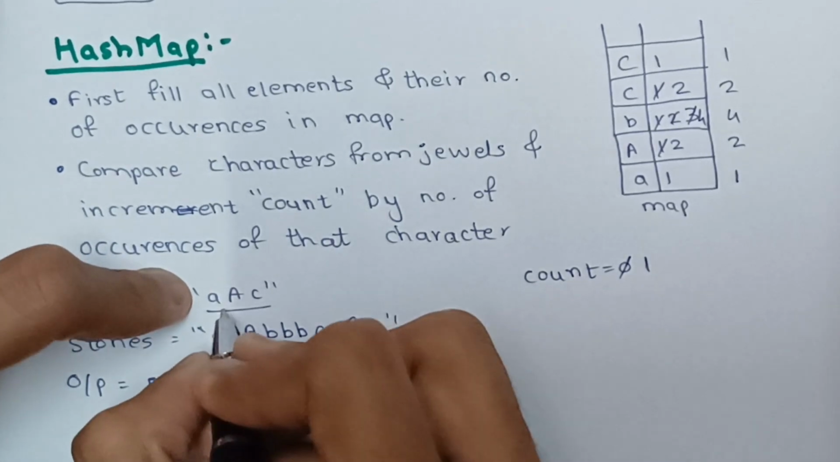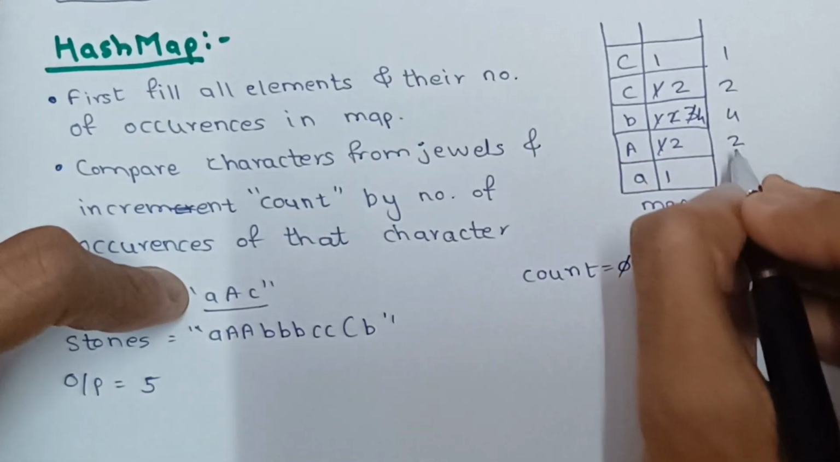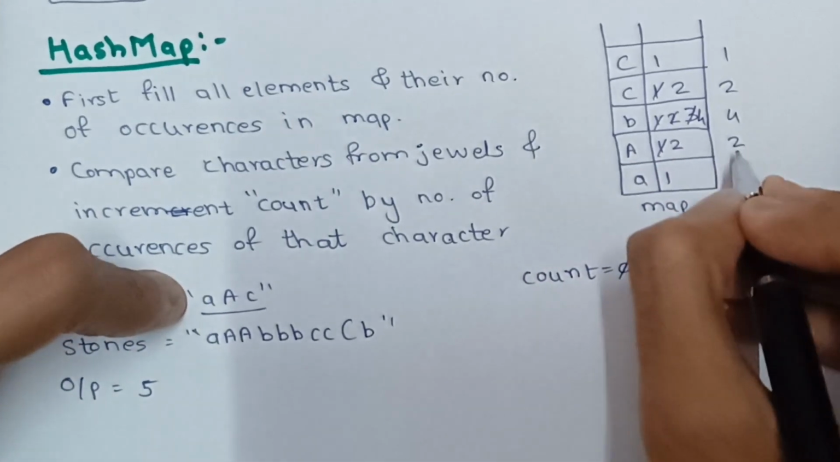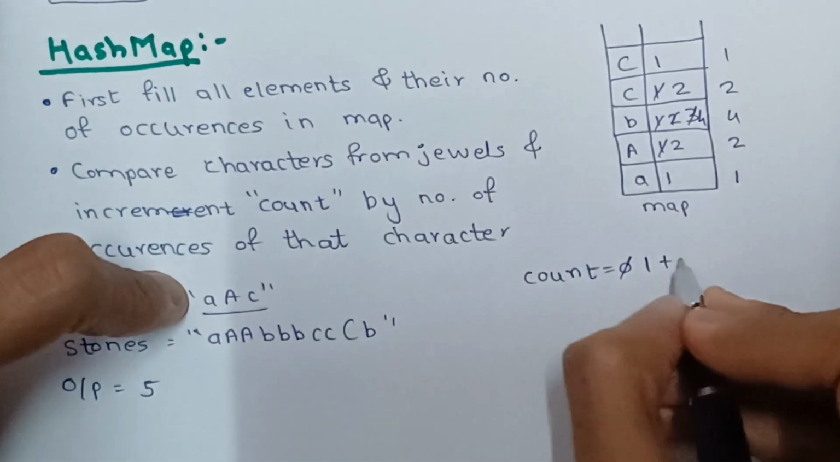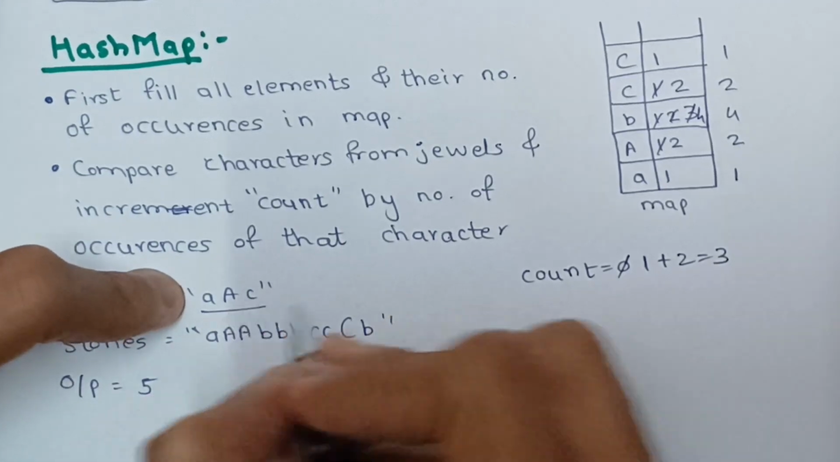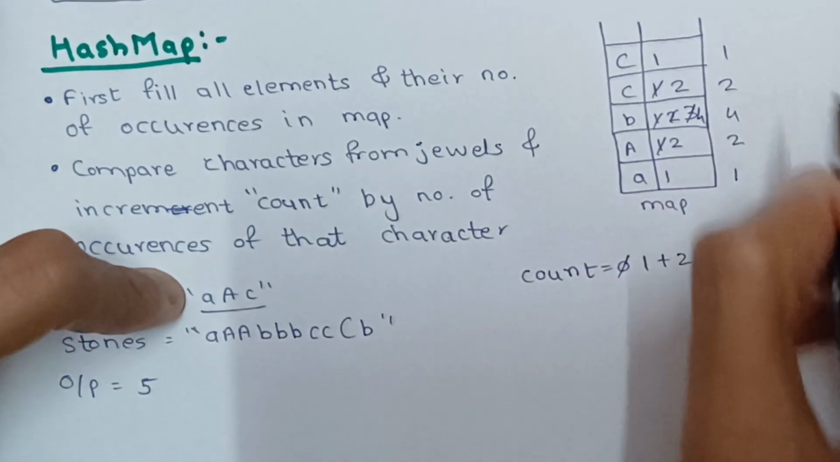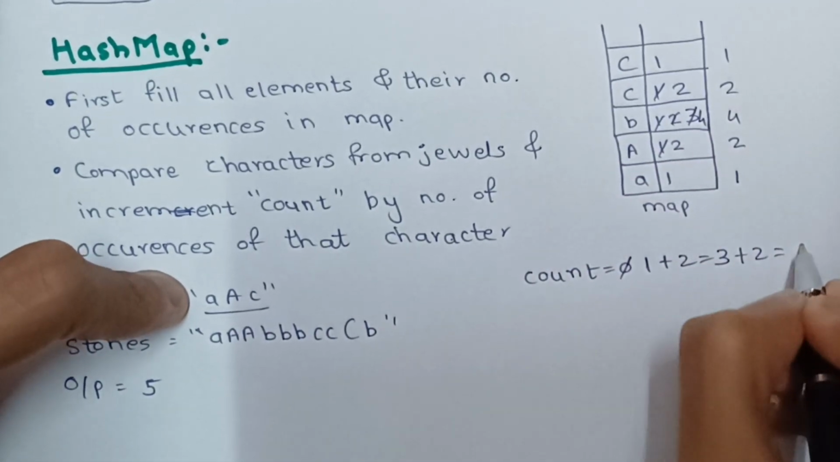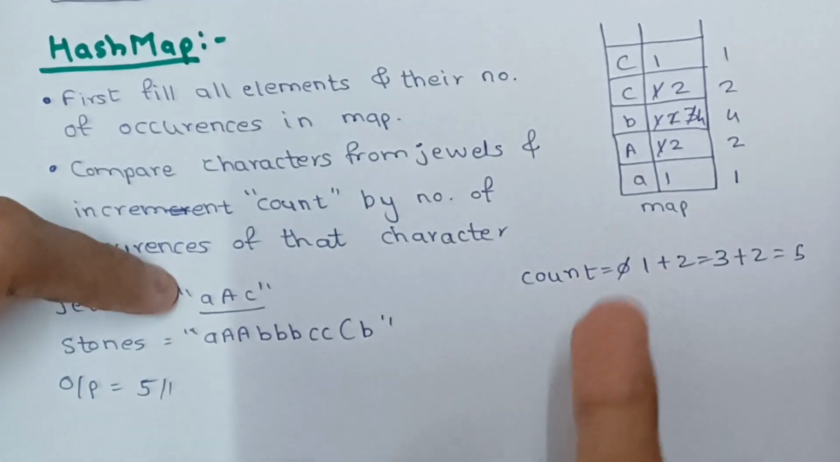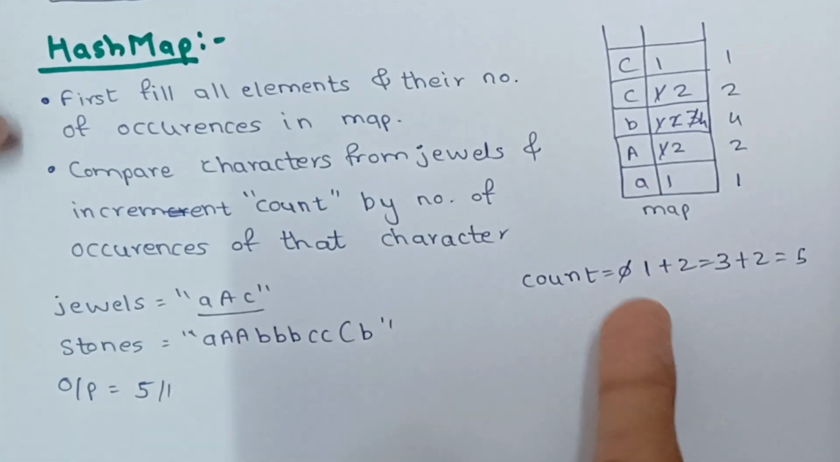Now our capital A, we will add the capital A's occurrence. Here there are 2 occurrences, so 1 plus 2 is equal to 3. Now see how many times the next one occurred, 2 times, so 3 plus 2 is equal to 5, and the output is also 5. This is a more relevant and more efficient solution than the hash set.